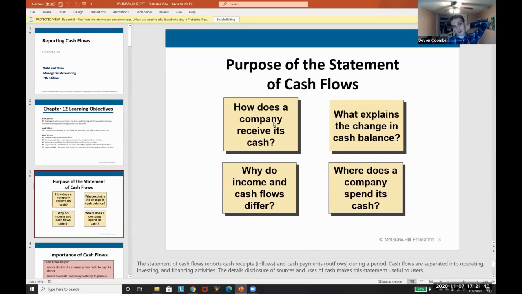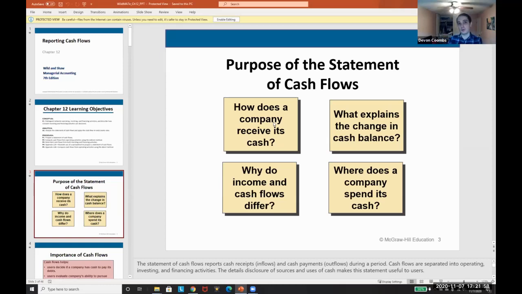Because in theory, if we have a company that's operating at a loss for a long time, it shouldn't be able to exist unless we have some kind of cash flow, cash injection. It also helps us understand that sometimes we'll see a company that has a positive income, but then has negative cash flow.